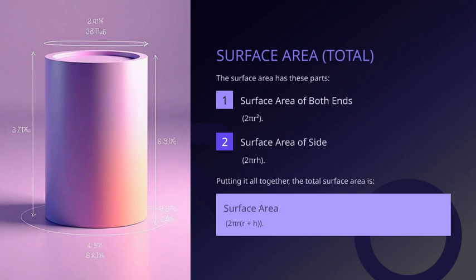Finally, if we want to put everything together to get the total surface area, we combine these parts. The complete formula becomes 2 pi r times the sum of the radius and the height, which simplifies to 2 pi r times the quantity r plus h. This total surface area formula is really useful because it gives us a comprehensive way to measure how much material is needed to cover the entire surface of the cylinder. Remember, understanding each part helps us see how these formulas come together in practical applications.